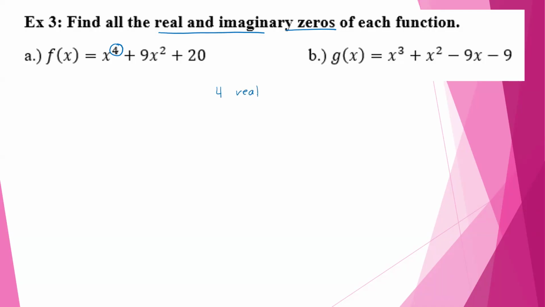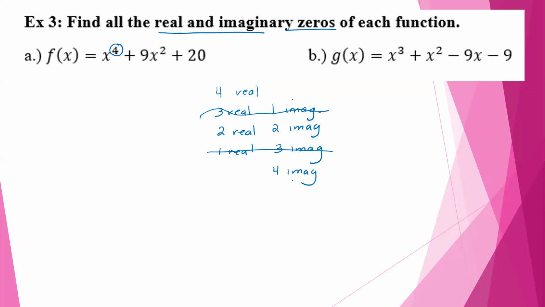4 real? Don't write this down. Is 3 real and 1 imaginary a possibility? What did I say about imaginaries? They come in pairs. So can I have 3 real? That's not an option. They have to be even. Can I have this? Yes. Can I have this? No, right? And can I have this? Yes. Those are the ones we're allowed to have.